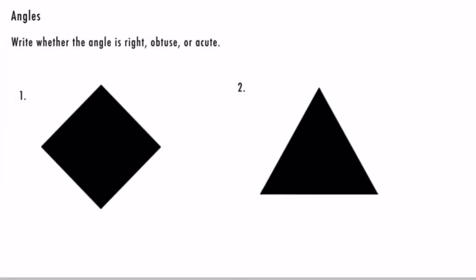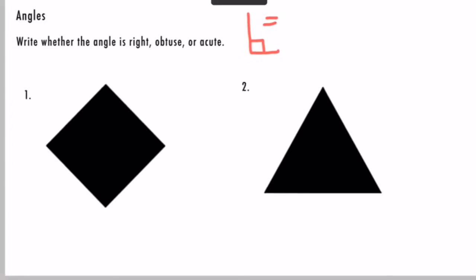Last lesson, we want to review our angles. It asks us to write whether the angle is right, obtuse, or acute. They give us a shape, and they want us to determine what type of angles each shape has. But let's review the types of angles. Our right angle is always shaped like an L.